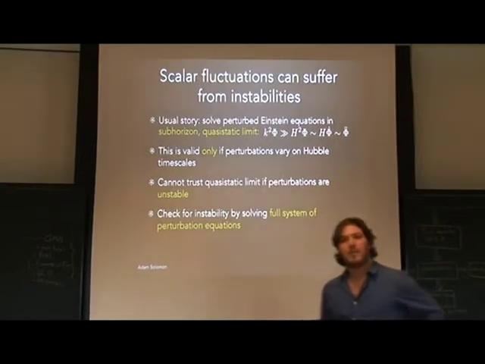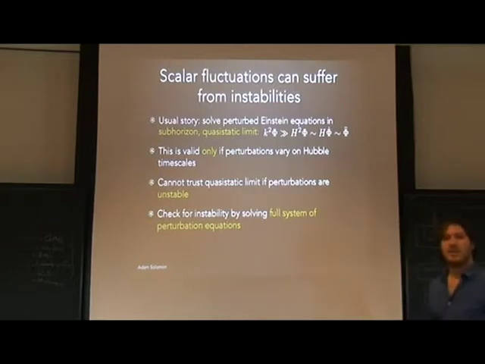Actually, on sub-Hubble scales, you usually get oscillations. So why do you say phi double dot proportional to H phi dot? The amplitude of phi. So ignore the oscillations, the overall amplitude. Yeah.